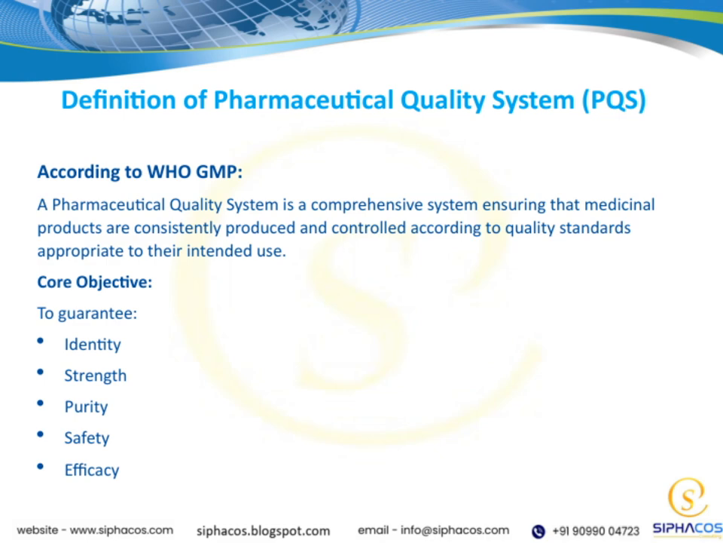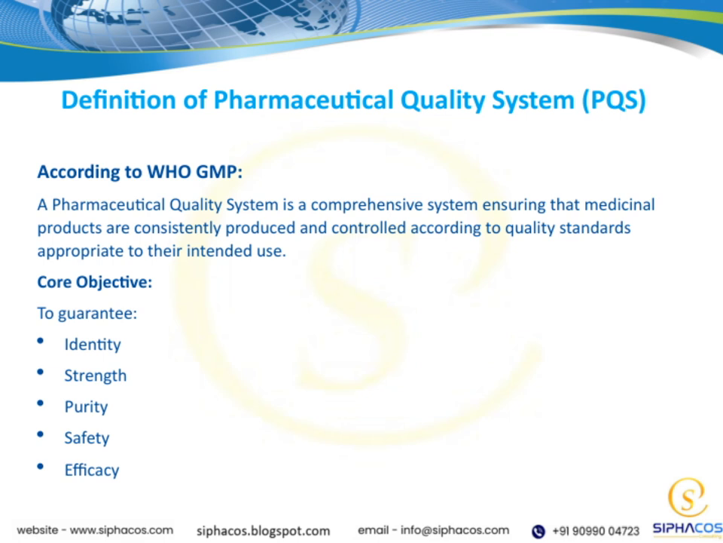Essentially, a PQS is a comprehensive framework that ensures medicinal products are consistently produced and controlled to meet the appropriate quality standards. This means everything from raw materials to the final product is carefully managed to guarantee quality. The core objective of a PQS is to guarantee key attributes of the medicinal product, including its identity, strength, purity, safety, and efficacy. These are the fundamental qualities that make sure the medication does what it's supposed to do, is safe for patients, and maintains its effectiveness throughout its shelf life.